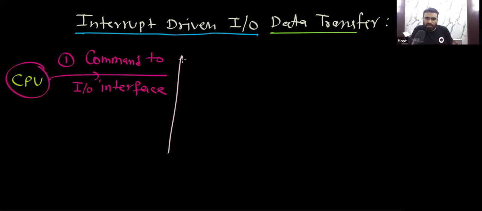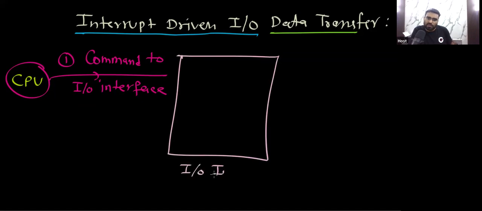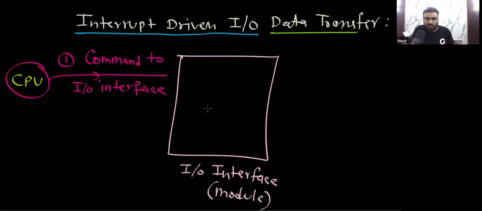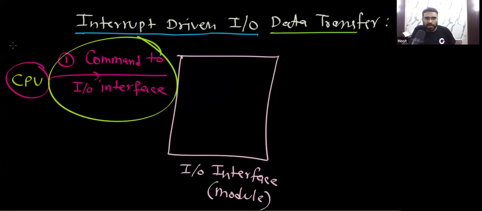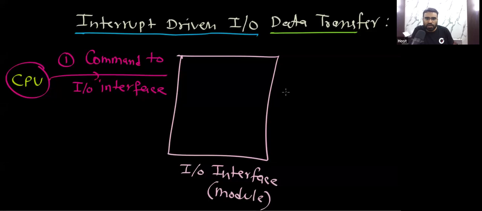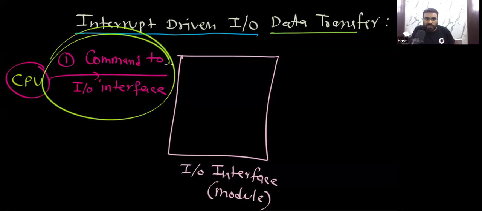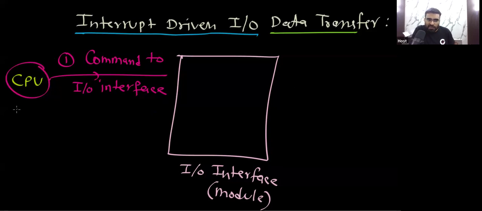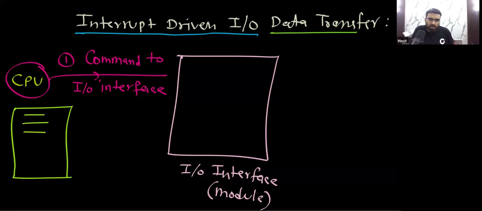Now there is an IO interface here. This is the IO module. You can call it IO interface or IO module, both are the same. Is this clear? So you can see the CPU will give the command to the IO interface. Now what will this IO interface do? After giving this command to the IO interface, what will the CPU do? The CPU will execute some other program.